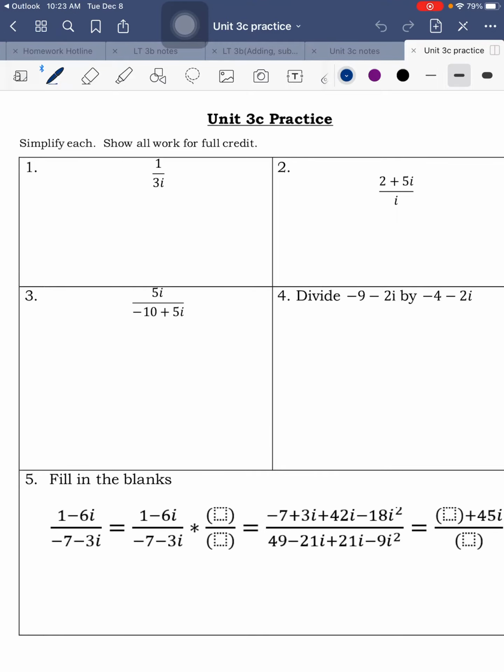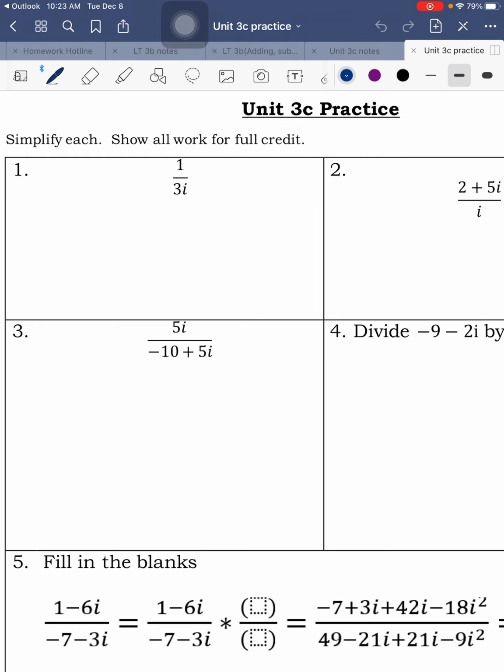Okay, we have practice from 3C. So this is simplifying with imaginaries in the denominator. All right, so the whole deal is, the reason why we're doing this, you cannot have an imaginary in the denominator when it's simplified. Cannot happen. So first thing you need to do is check out the denominator.